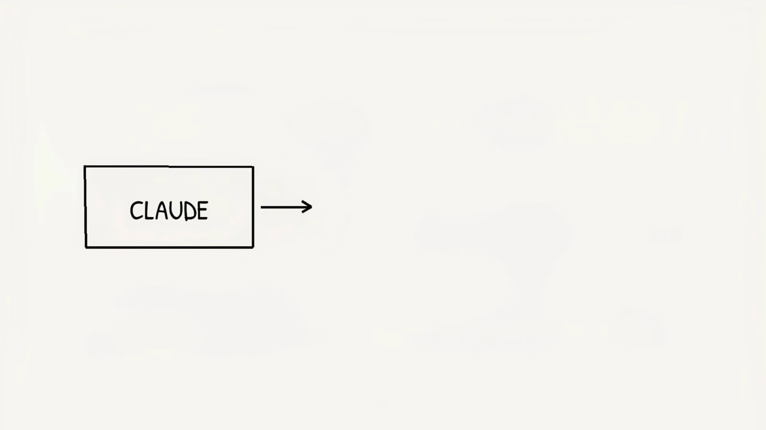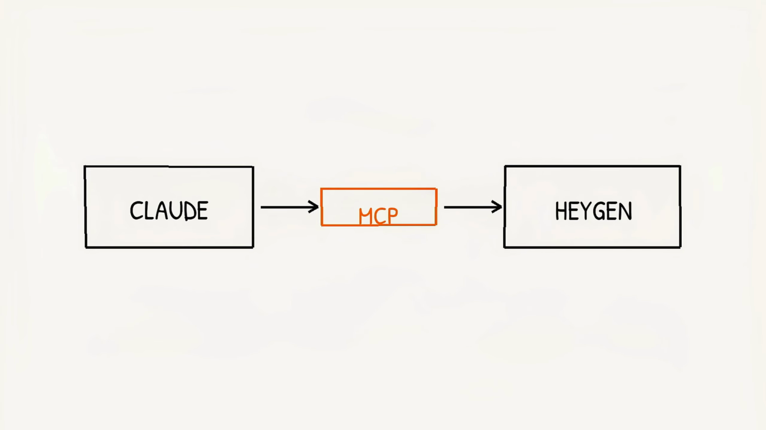Let me define the thing, because the name is terrible and it scares people off. MCP. Model Context Protocol. 3 words that sound like they belong in a server room. Here's what it actually is. It's a standard way for an AI assistant to talk directly to a piece of software you already pay for. That's it. That's the whole idea.